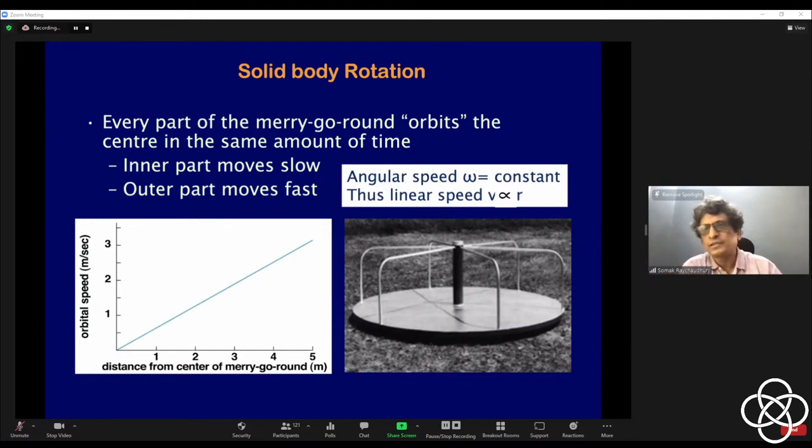Omega will be constant, right? Now, what is omega? Omega is v over r. If you have a linear velocity, linear speed at any point, and you take the r from the center, then v over r is omega, and that's constant. And so v is proportional to r. So on this particular rotating solid body platform, v is going to be proportional to r, okay? That's the signature of a solid body rotation.